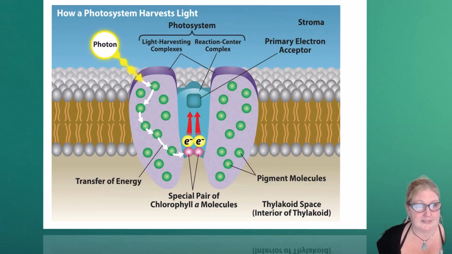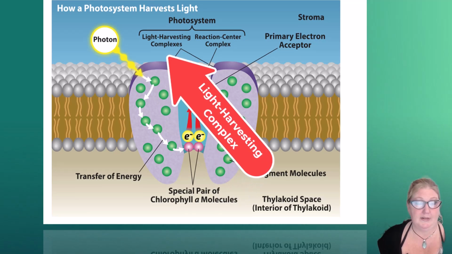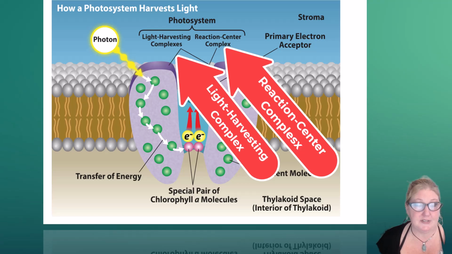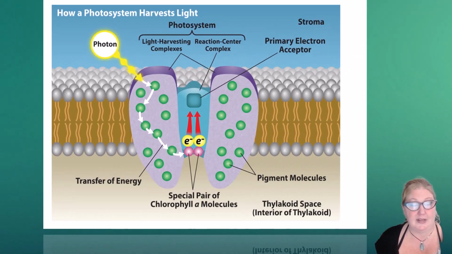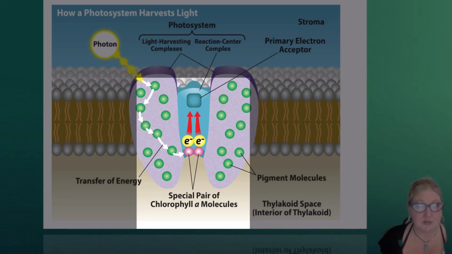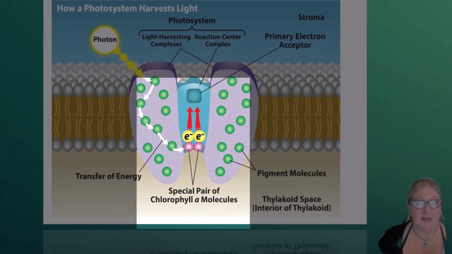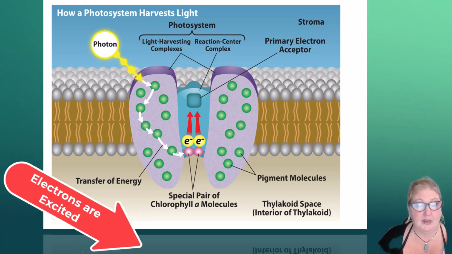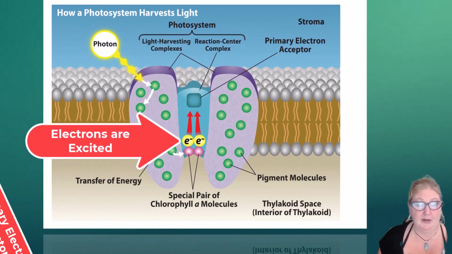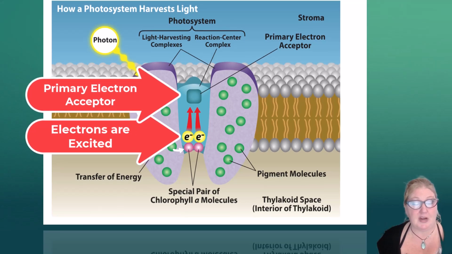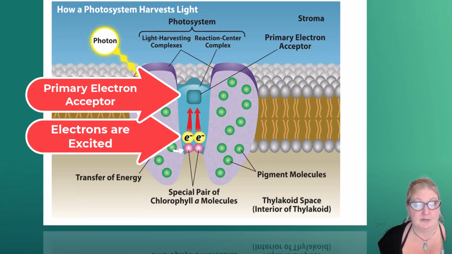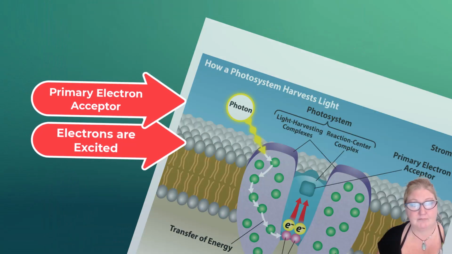A photosystem consists of 1. A light harvesting complex, and 2. A reaction center. Pigments in the light harvesting complex pass light energy to 2 special chlorophyll A molecules in the reaction center. The light excites an electron from the chlorophyll A pair, which is then passed to the primary electron acceptor. The excited electron must then be replaced.